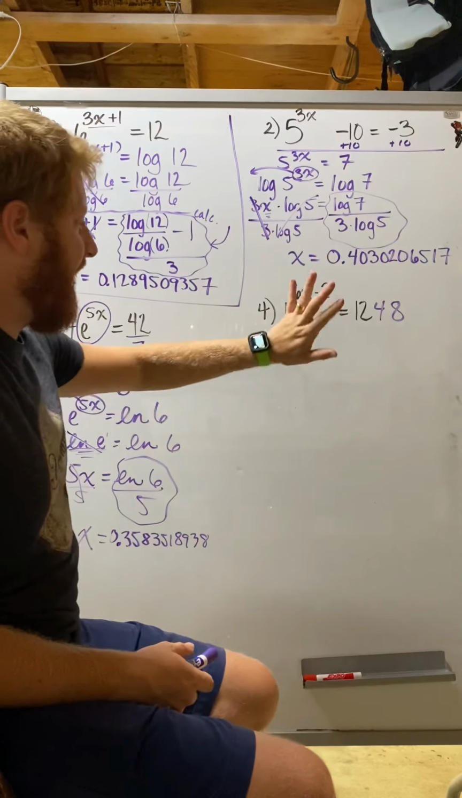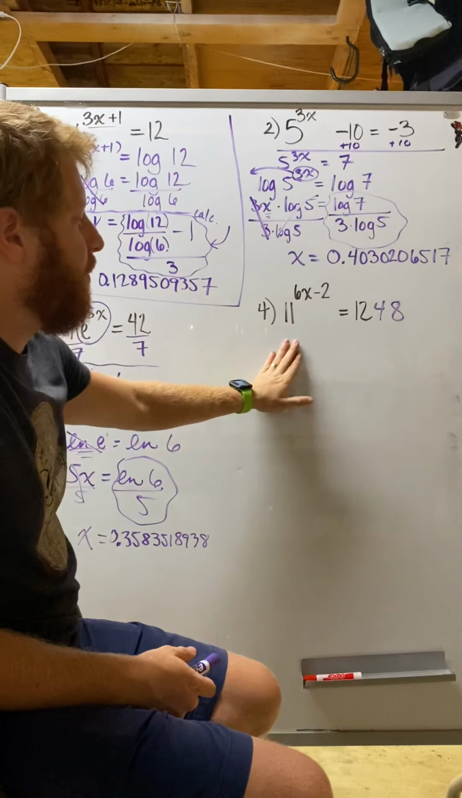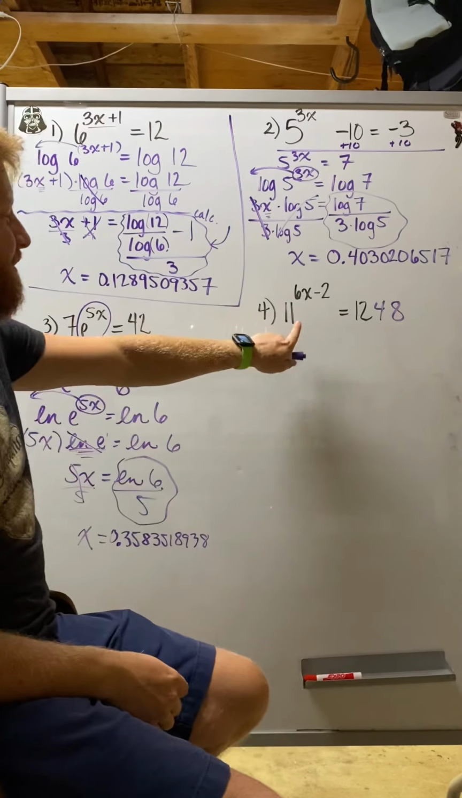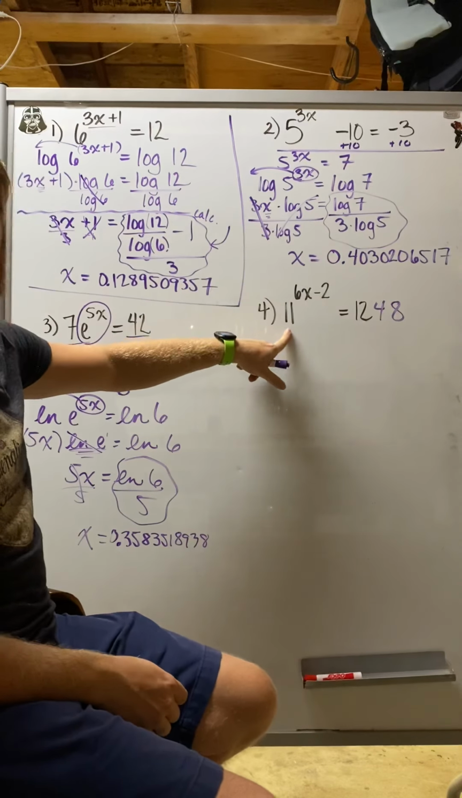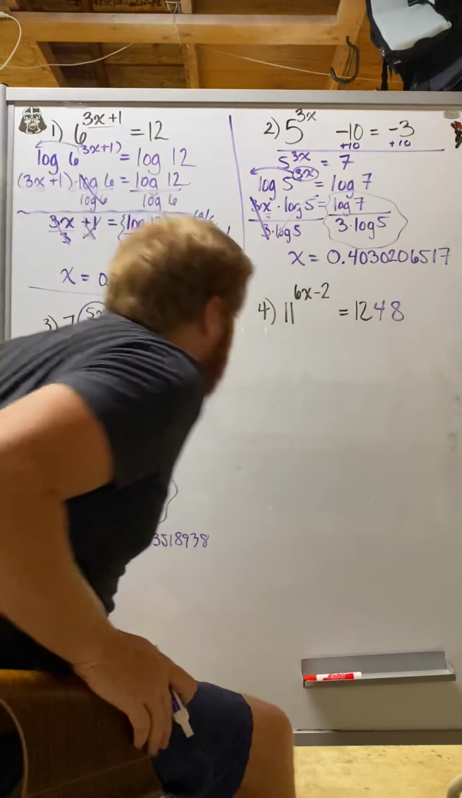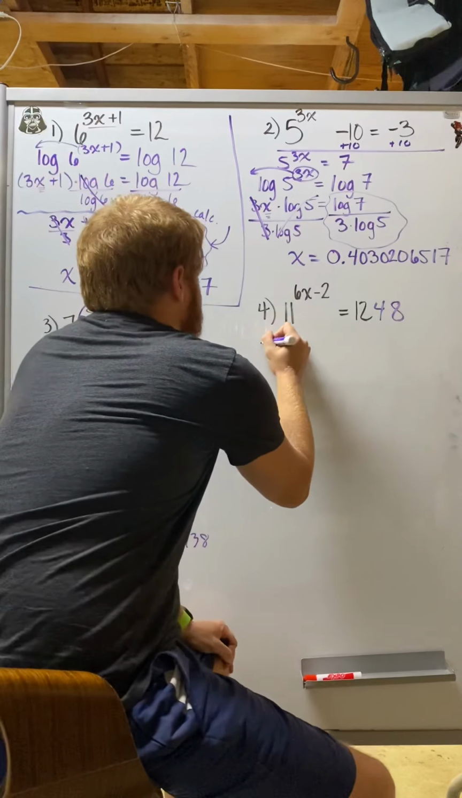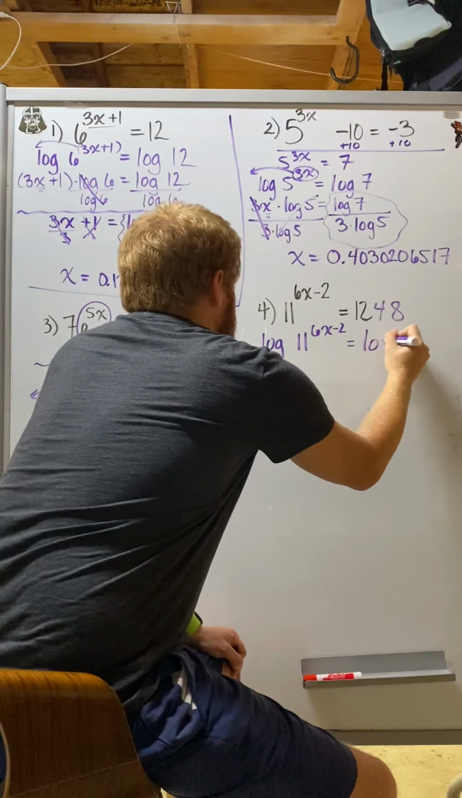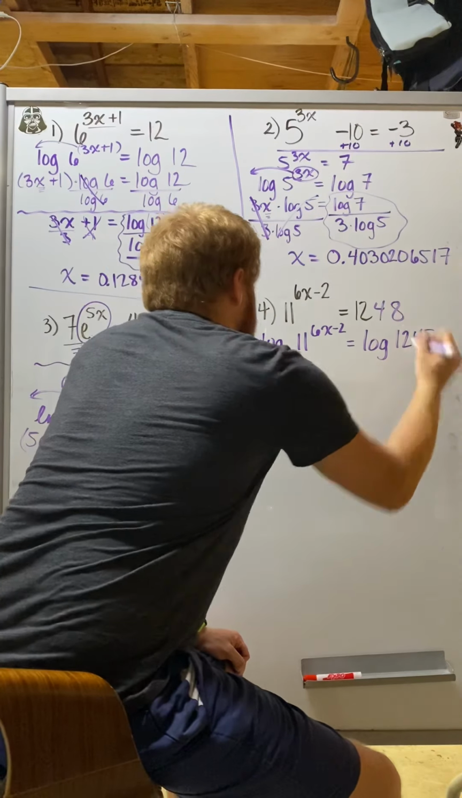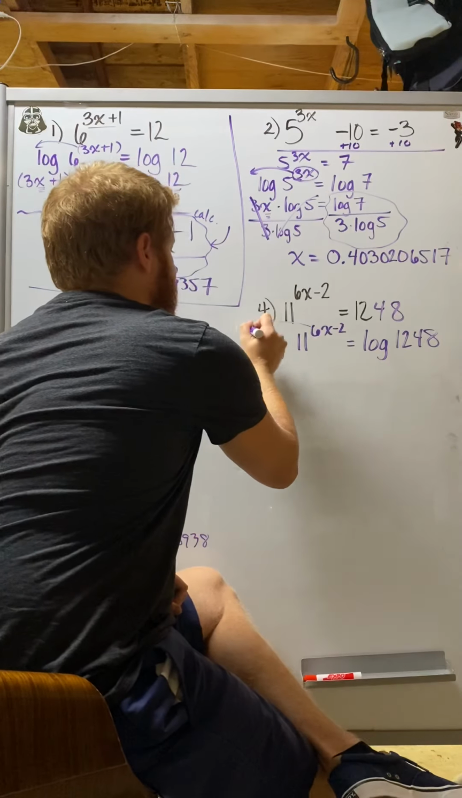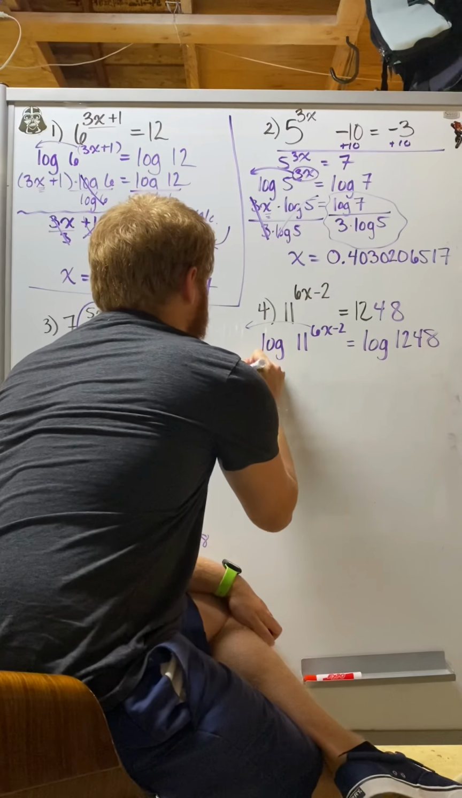So what am I going to do? Well, I have to make sure that my base and the power are by themselves on one side, which they are. So all I'm going to do at this point is hit this thing with the log. Is my base that cool number e? No. So what kind of log am I going to use? The common log, the log with a base of 10, the one that's on your calculator. So it's going to be log of 11 to the 6x minus 2 is equal to log of 1248. Just like that. The 6x minus 2 is a power, so where does it belong? It belongs in the front, and we're going to put it in parentheses like we did with number 1.